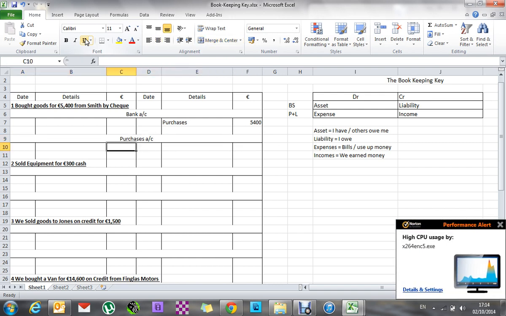So now purchases is an expense, and I have more expense. I've used up more money in a regular bill, so I'll have a debit entry according to the bookkeeping key. And we'll call that the name of the other account, which is bank.